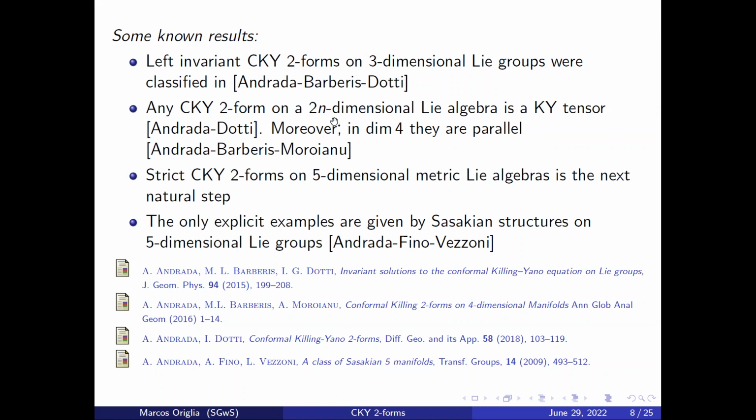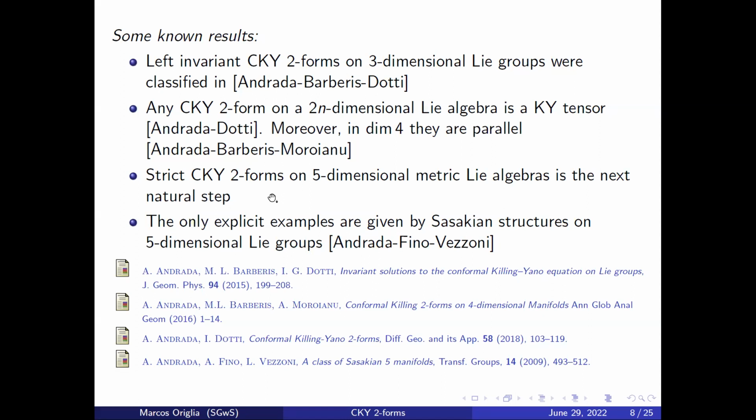This was proved by Andrada and Dotti in the invariant case, but there is also a more general result in this other work of Andrada, Barberis, and Moroianu, that a conformal Killing two form with constant length has to be parallel. That's the result. In particular, in the left invariant setting in dimension 4, they are all parallel.